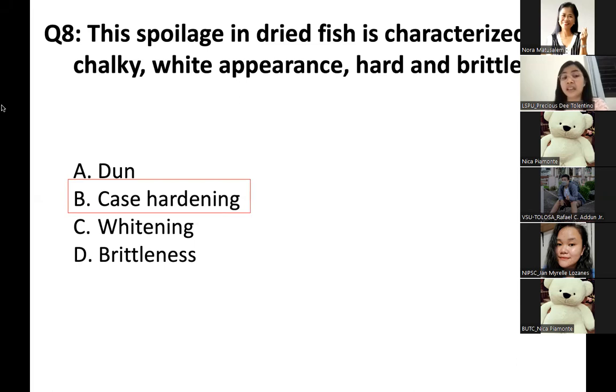Hindi pwedeng done, ha, kasi wala naman tayong sinabi dito na peppery appearance or parang mga gray spots. Wala tayong sinabi. So hindi pwedeng done yan. So pwedeng si whitening, masabi ninyo kasi merong white appearance. Pero syempre, meron tayong tamang term diyan. Baka sabihin ninyo ring brittleness kasi merong word na brittle. No. The correct answer there is case hardening.